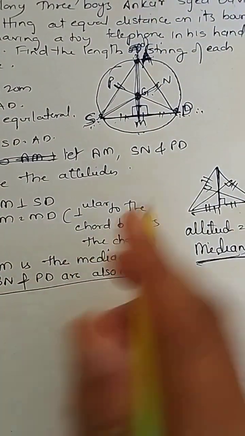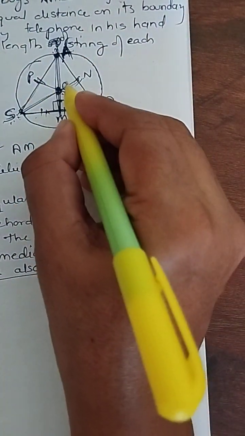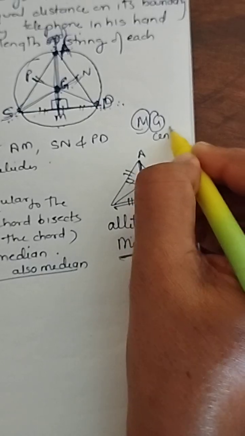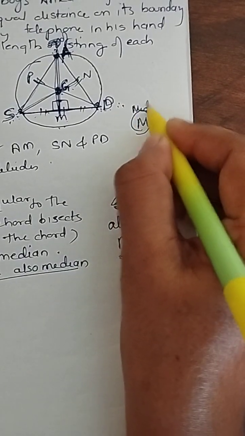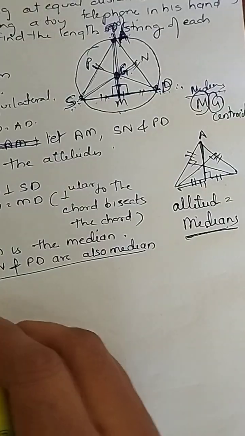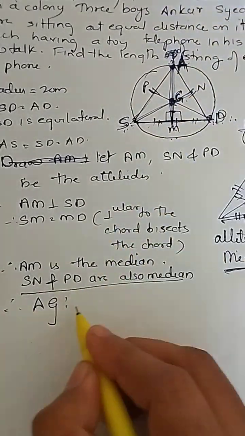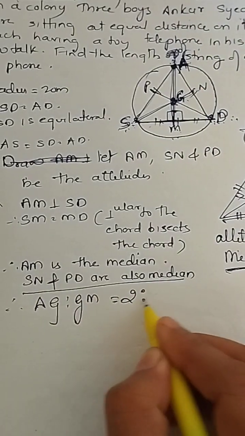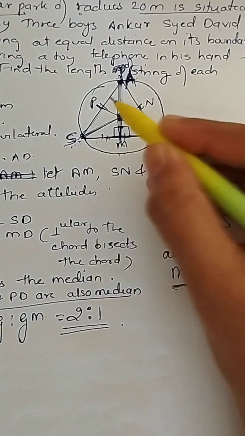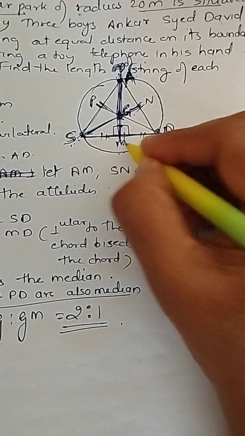Now, always remember median. Where the medians meet, we name it as G. So I wrote it as G. The medians meet at a point called the centroid. That's why MG. So remember always that. Therefore, AG to GM is always 2:1. Any median. Similarly, SG to GN is 2:1, GD to GP is 2:1. So the bigger portion is 2 and the smaller portion is 1.